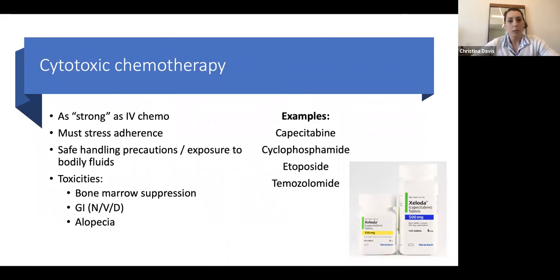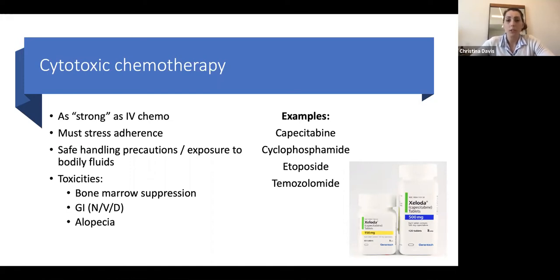So cytotoxic chemotherapy, like we talked about, is just as strong when it's in oral form as it is when it's in IV form. So really super important here to be stressing adherence. We know that the way cytotoxic chemotherapy works, the mechanism of action, you really need to try and keep patients on schedule as much as possible. So stressing adherence, always talking about adherence, are patients having trouble remembering their medications? So those are things that really need to be followed up very closely.